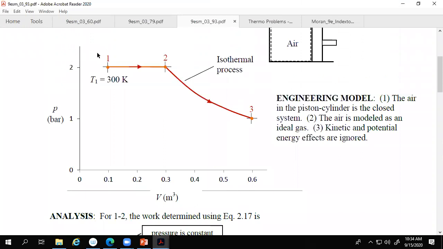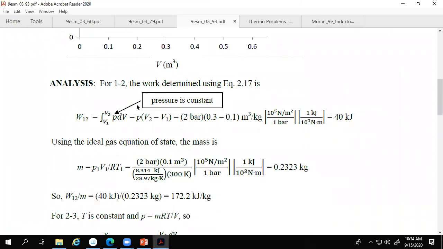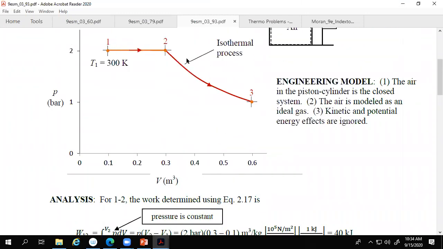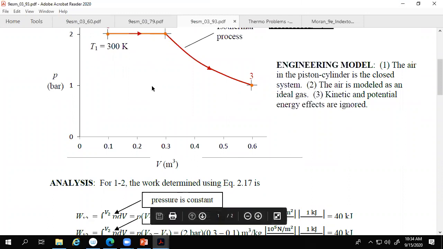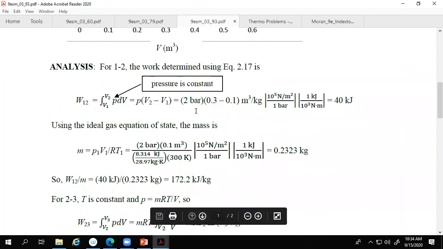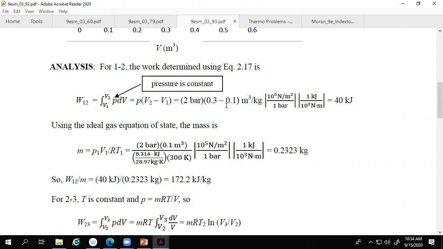Well, this first one's pretty easy, right? That's PdV like we just kind of did before. So just plugging that in, and you're given the volumes on the chart. So there's not much to that. So there's your pressure, there's your volume change and all that. With the conversion factors, that comes out 40 kilojoules.